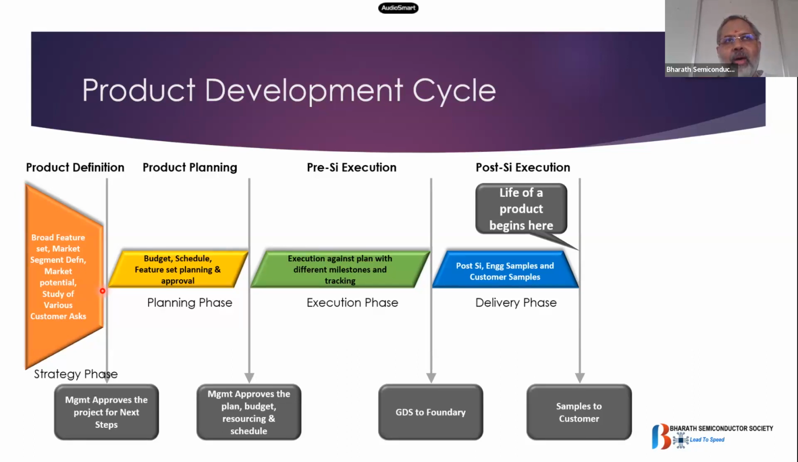You have to do a market survey. You have to understand the customer need. That's what it says, customer asks. So this is the product definition phase. It's called the strategy phase. What is the strategy?